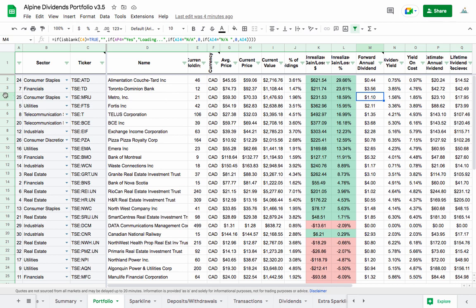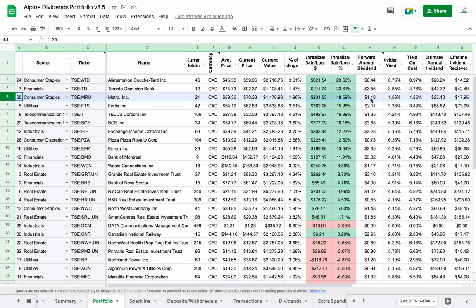So for example, I have Metro here highlighted. For every share of Metro that I own, they're going to pay out $1.10 per year. And because I own 21 shares, I can pretty much expect that I'm going to receive $23.10 per year from this company. Now, I also track how much I actually receive, and so far, since I started holding this company, I've received $17.95, and I haven't always held 21 shares. It hasn't been exactly a year. I started out with 1, and then 2, and then 3, and so on. But this is a reliable number to look at.